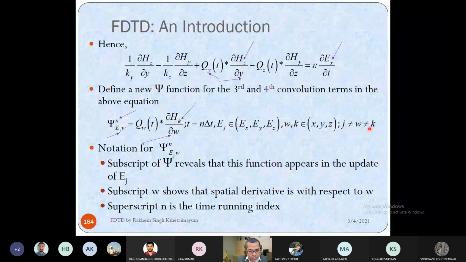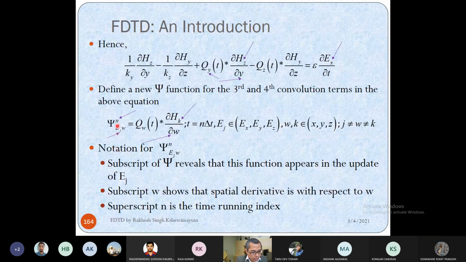So this is the point to be noted. In the equation, we are not having same value of J, W and K. But W and K can take values X, Y, Z. Ej also can have Ex, Ey, Ez. But you should make sure that J is not equal to W, not equal to K, because that is from the equation we have here. So the notation is clear and the relation between J, W and K is clear.